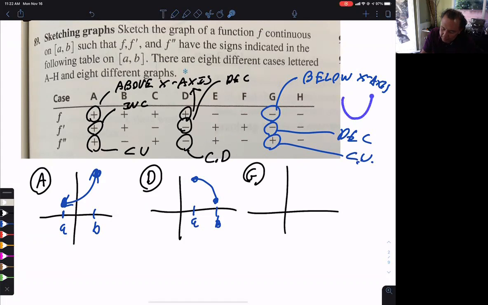Here's concave up. Which part of that's decreasing? That's decreasing. That's increasing. So that's what it's going to look like, but it's below the x-axis. So I just draw a curve like that from A to B. And so that's all students, give you the general shape with all different conditions. And that's how you do number 89.